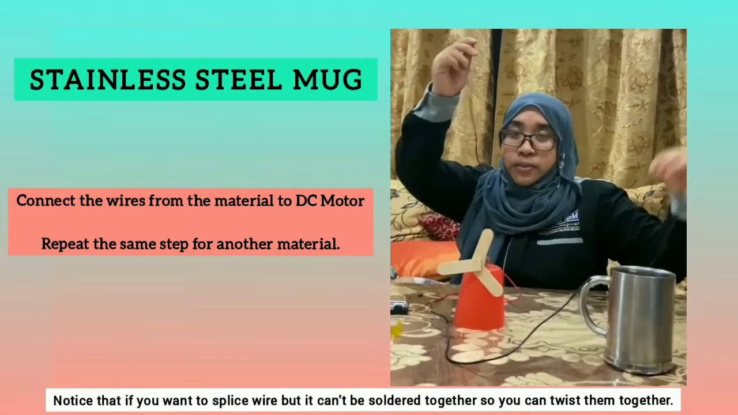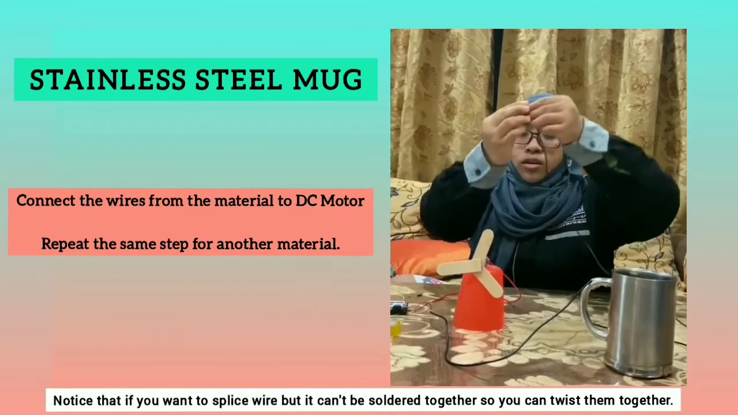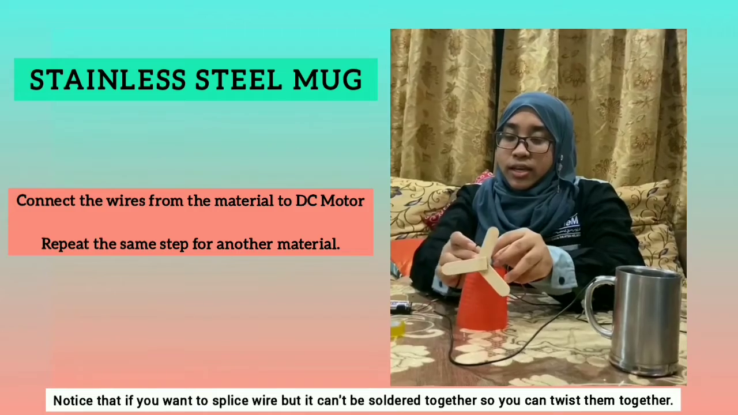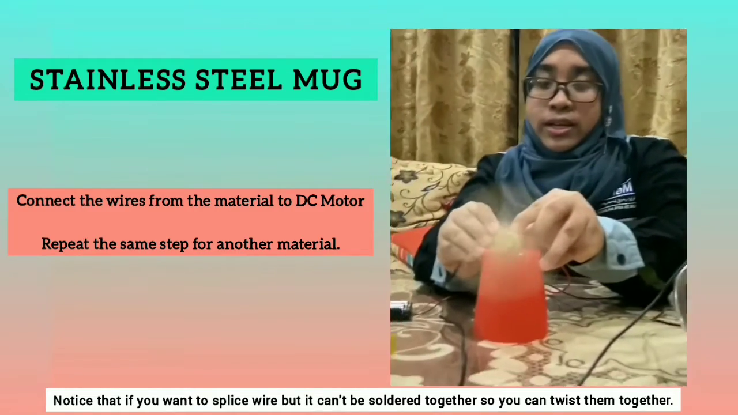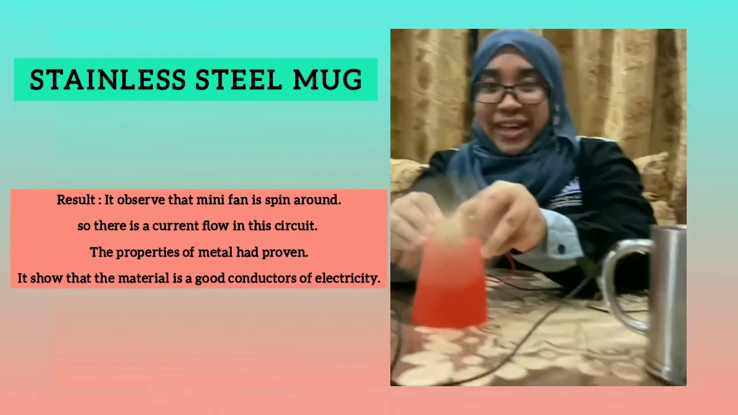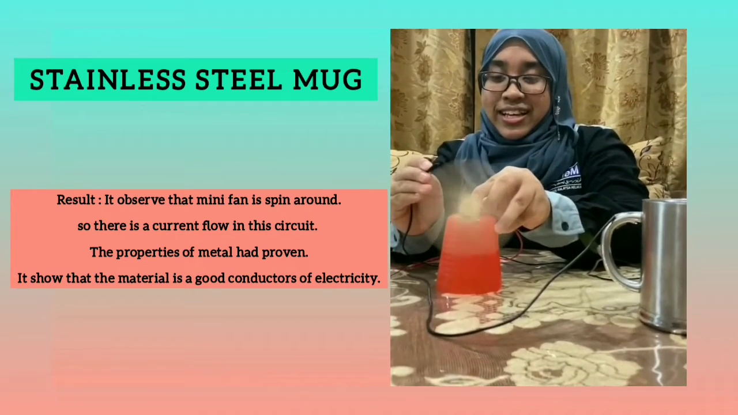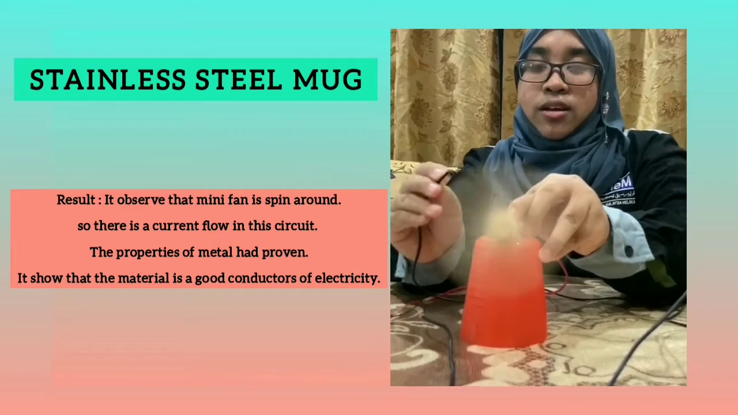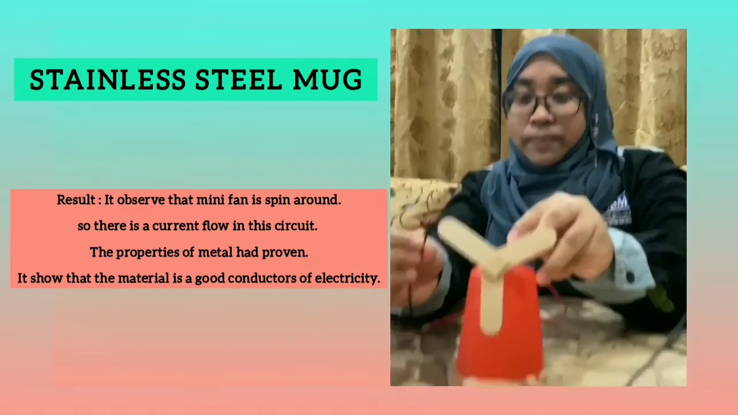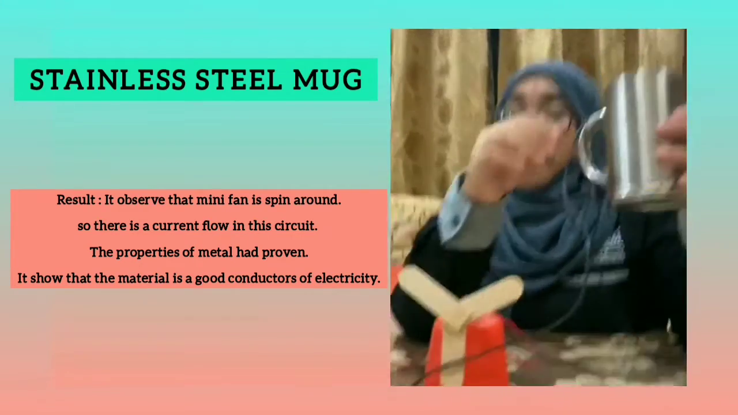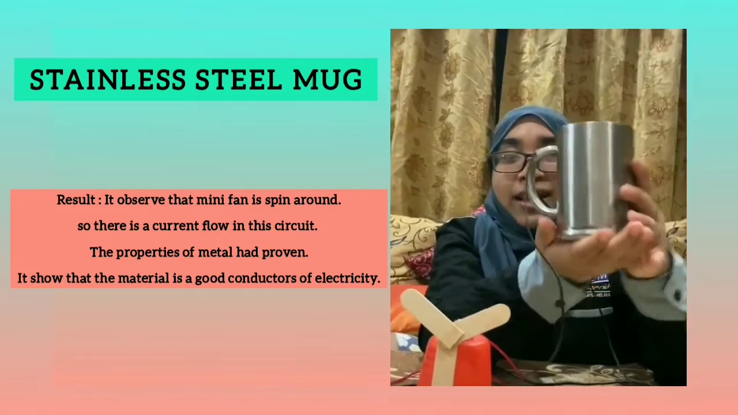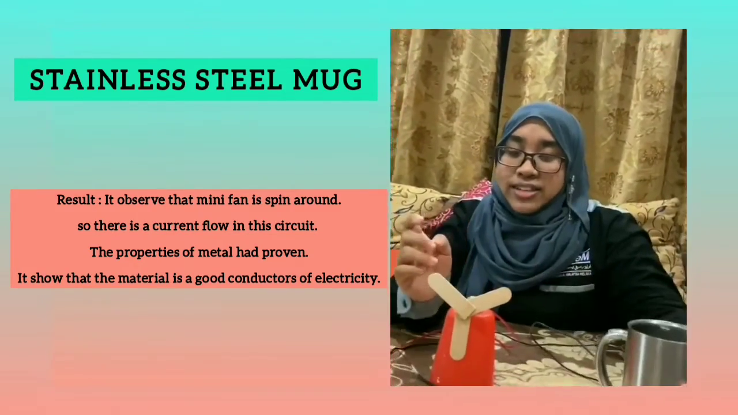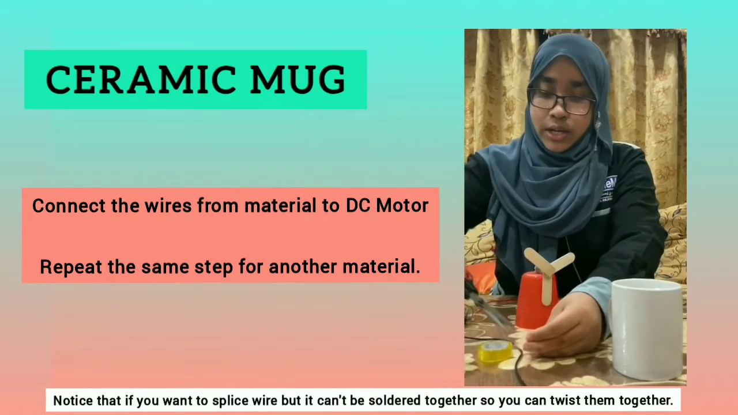The wire from the material goes to the DC motor. As you can see here, the motor spins. So, this can be concluded that the type of the material is a metal, because a metal conducts electricity. The second material.